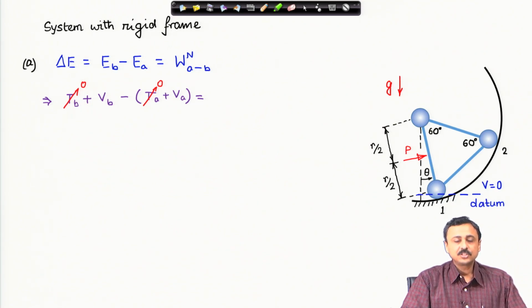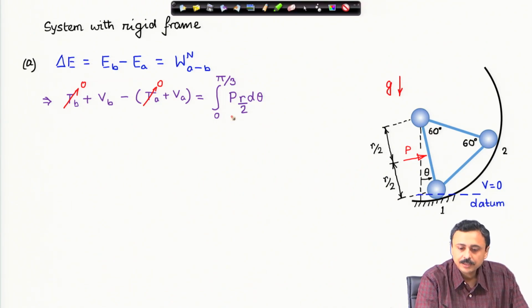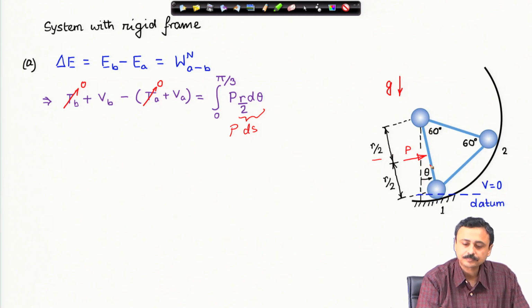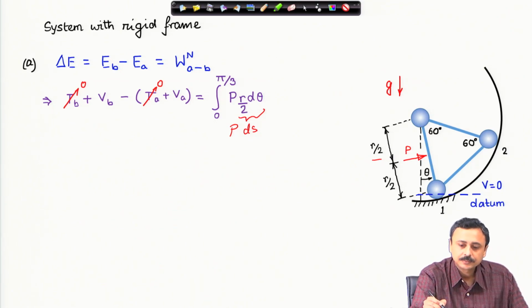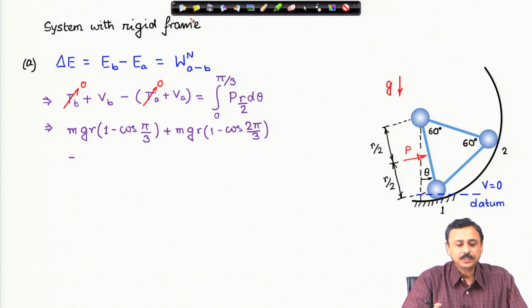and this change in the total energy, which is essentially the change in potential energy of the system in states B and A, is equal to the work done by the applied force. The work done by the applied force you can easily calculate, it is P times ds. This ds I write as r by 2 d theta. So, r by 2 d theta is ds. Now, we are going to write down the expressions one by one.